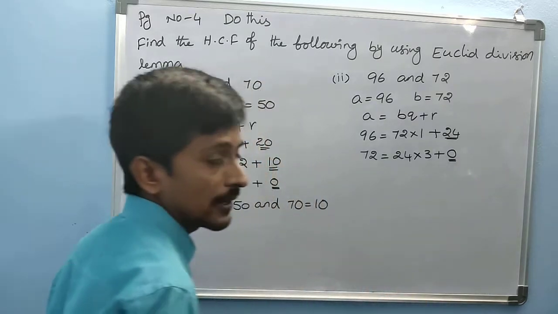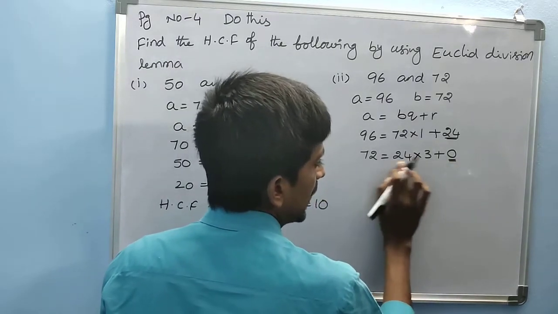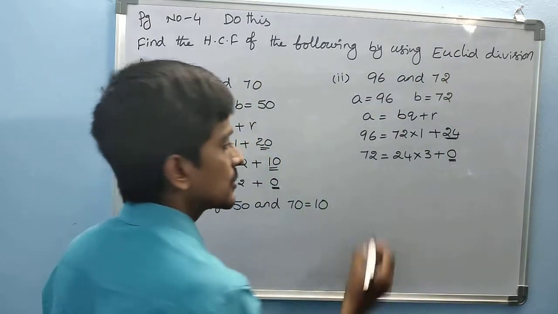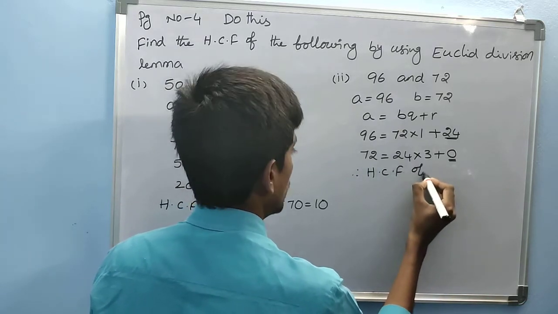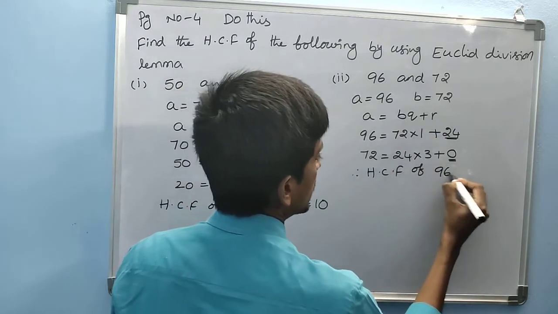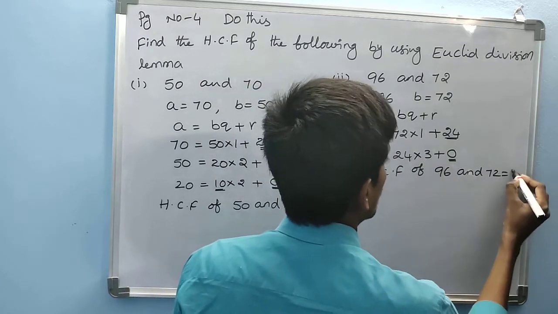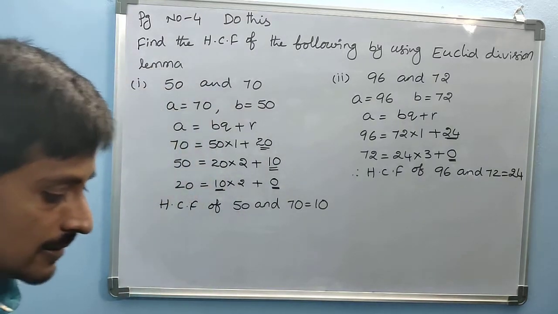Here the remainder is 0. So where the remainder is 0, that B value equals the HCF of the given two numbers. Therefore HCF of 96 and 72 equals 24. That is the second one.